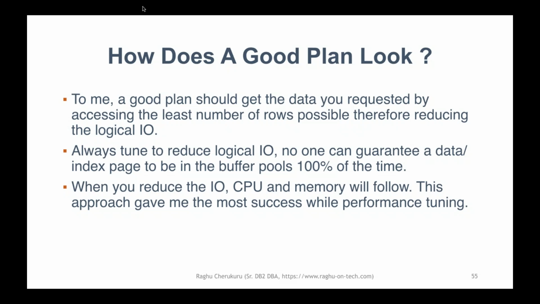There are a number of factors that really influence it, like creating nice indexes, and most importantly, the data model and database physical design. How you lay out the tables. If you are joining like 10 different tables to get customer data, that might slow you down. So there should be a good balance between normalization and performance. You should always try to reduce the logical I/O, because no one can guarantee a data or index page to be available in the buffers 100% of the time. When you reduce the I/O, CPU and memory will usually follow suit. This approach gave me the most success while performance tuning.